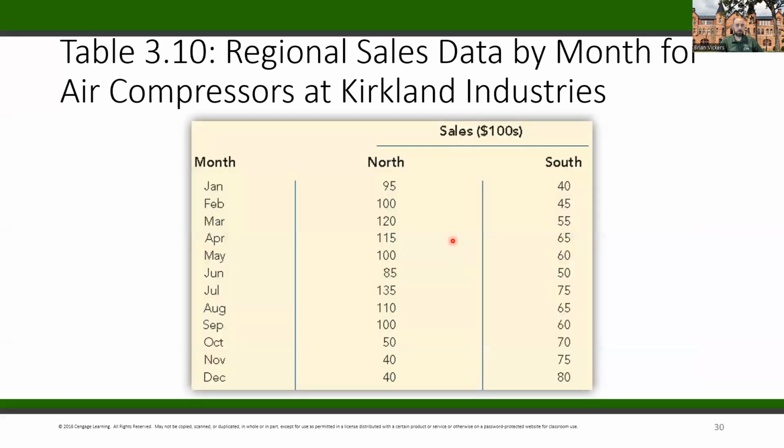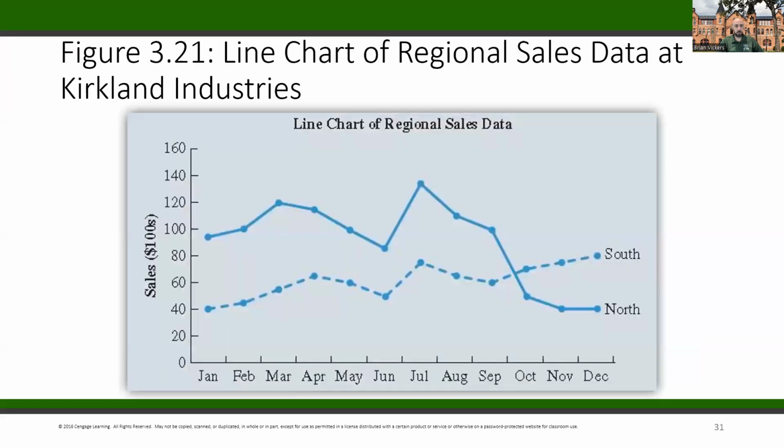So now maybe we want to see regional sales. So now we're going to break our sales not just into total sales, but how much in north and south regions. Okay, so we can do that with a line chart. We just have to make sure that we show either two different colors or a solid and dotted line for that.